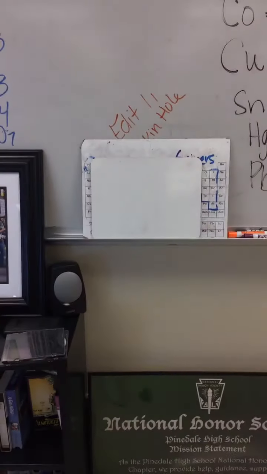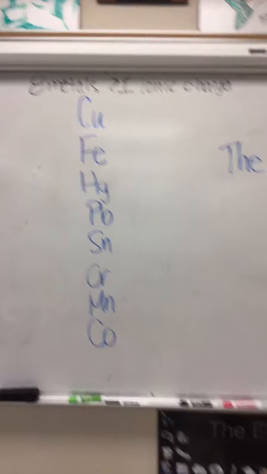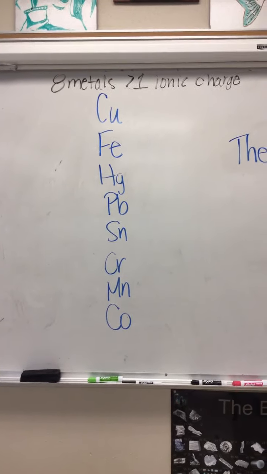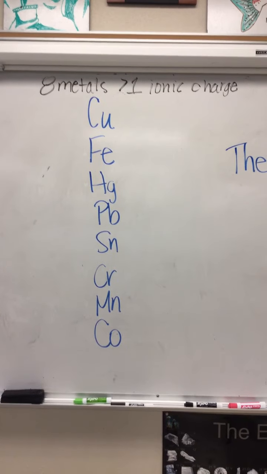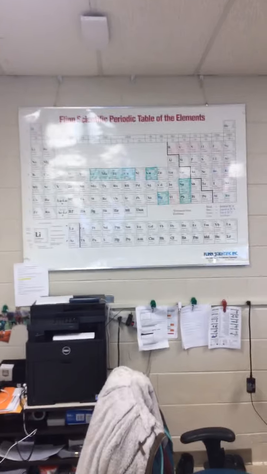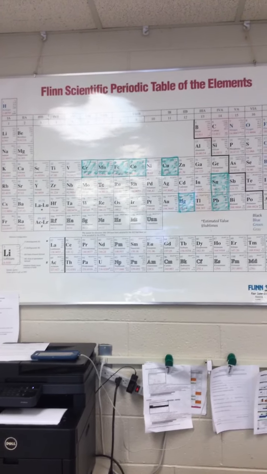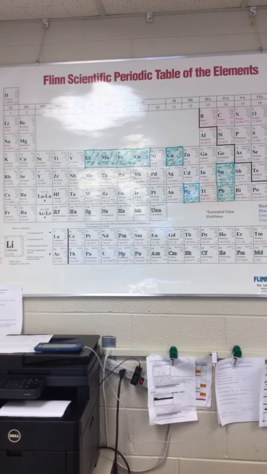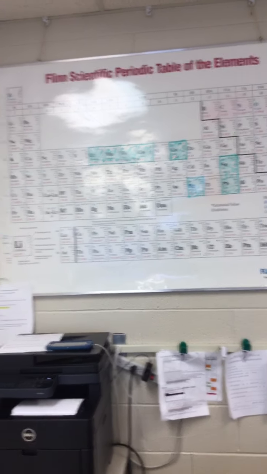Today, what we're doing is we talked about these 8 metals that have more than one ionic charge. They're listed here on the board for you. They were also on your study guide. So in an effort to get these memorized for your test, different things you can do are you can outline them on your periodic table prior to taking the test.